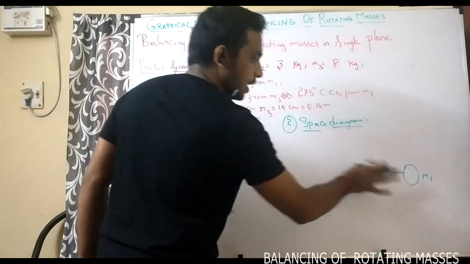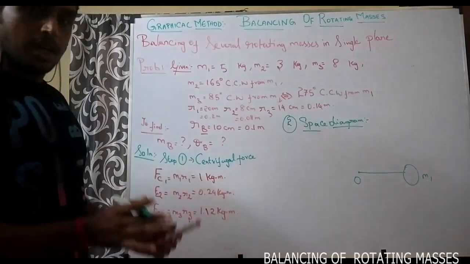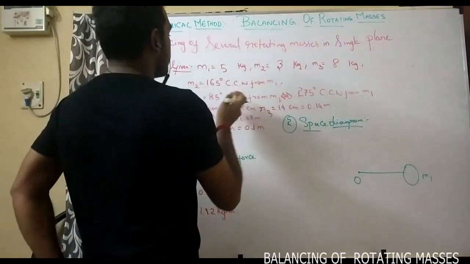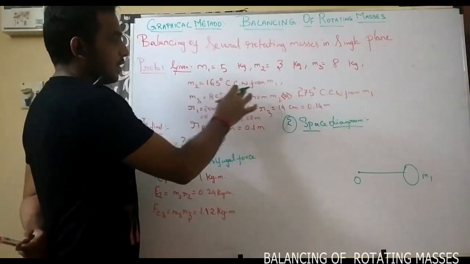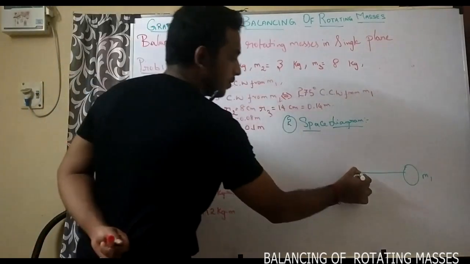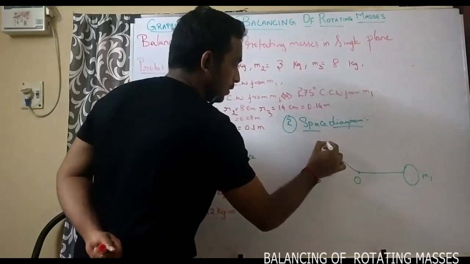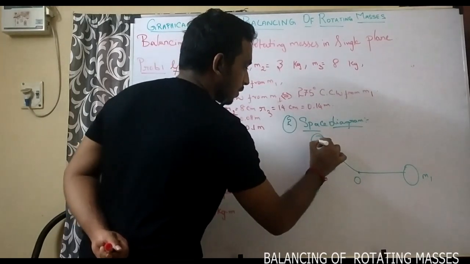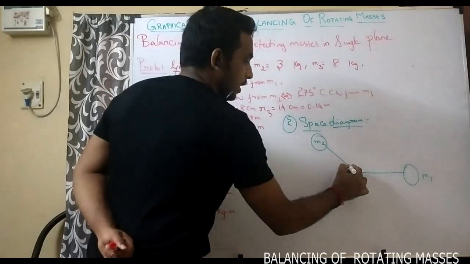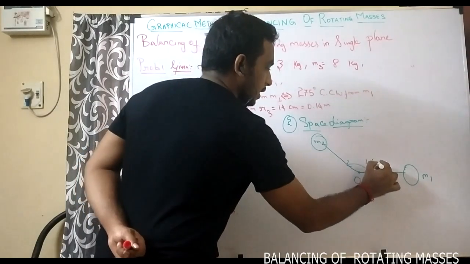So M1 I am going to take at the reference plane, at 0 degree. Then, in the problem that I have stated, M2 is acting at 165 degree counterclockwise from M1. So from M1, with the help of the protractor, I am going to draw M2, which is acting at an angle of 165 degree counterclockwise.